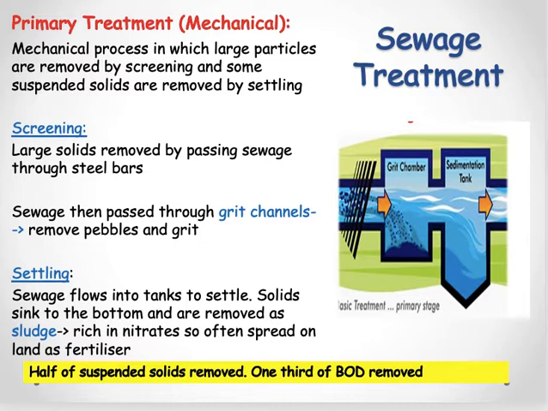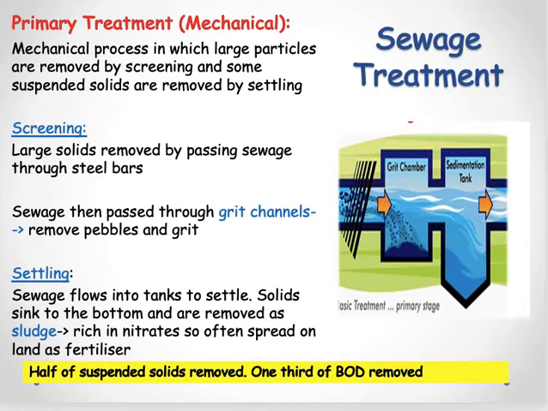Then the sewage is passed through some grit channels and that gets rid of smaller particles that were suspended in the water. And then finally, settling happens. And in settling, the water is allowed just to stay still because some fine particles that would have been suspended in the water will be carried on by the energy of the water when it's flowing, but once the water is left to stay still, they will settle out at the bottom of the water.